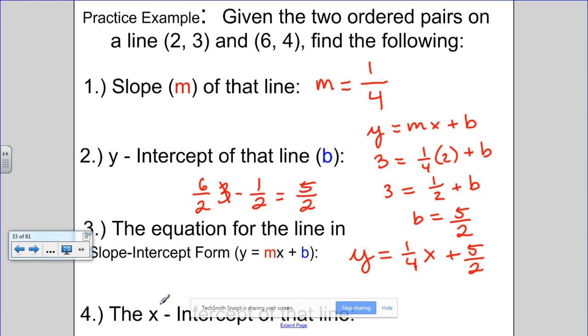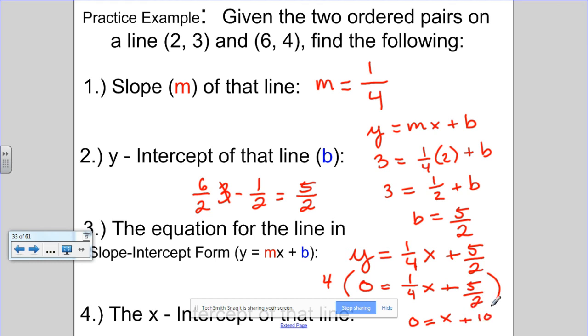Now the last thing, number 4, says find the x-intercept of that line. Well, what do we have to do to find the x-intercept? Well, we have to plug in 0 for y and solve for x. If you're on the x-axis, your y value is 0, so you just plug in 0 for y. And let's solve for x. These have fractions in them. If you want to get rid of those fractions by multiplying by 4, you're more than welcome to do that. 4 times 0 is still 0. 1/4 x is 1x. And 4 divided by 2 is 2 times 5 is 10.